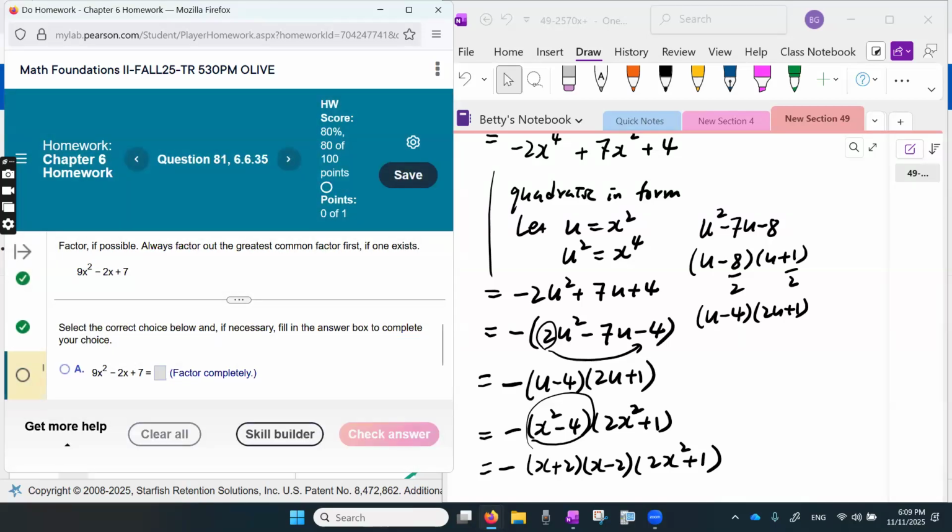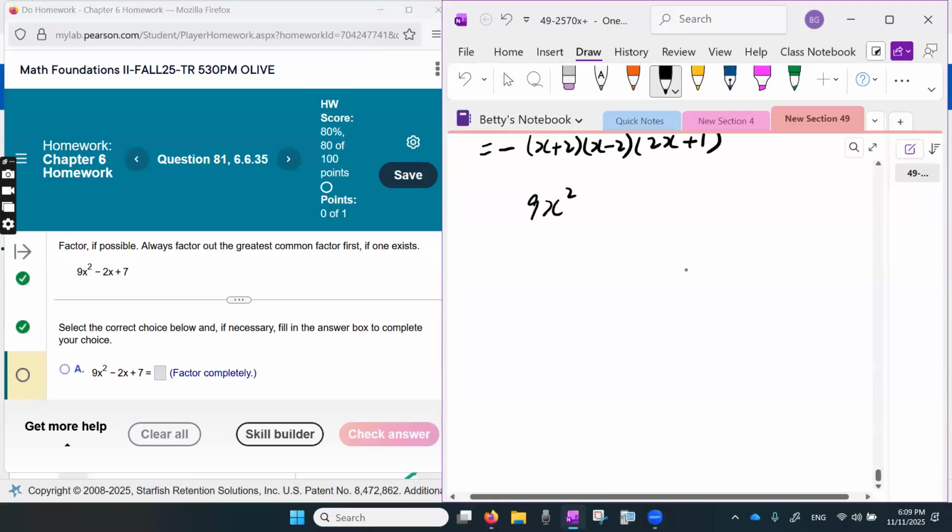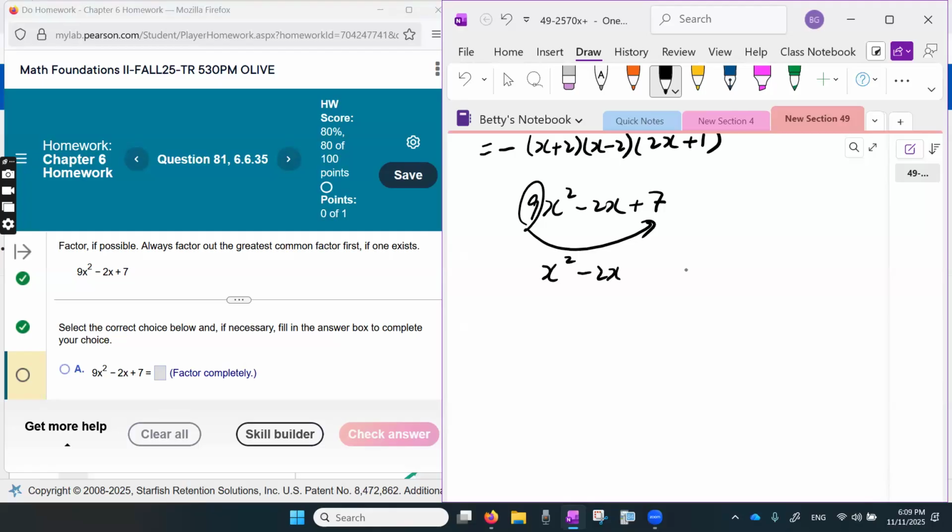All right, continue to factor. No GCF. So we're going to use slide divide slide. X squared minus 2x plus 7 times 9, 63, right? Let's see, how do we find the two integers? They must be both negative, right? I doubt it. I think this one is not factorable. But I'll show you why.